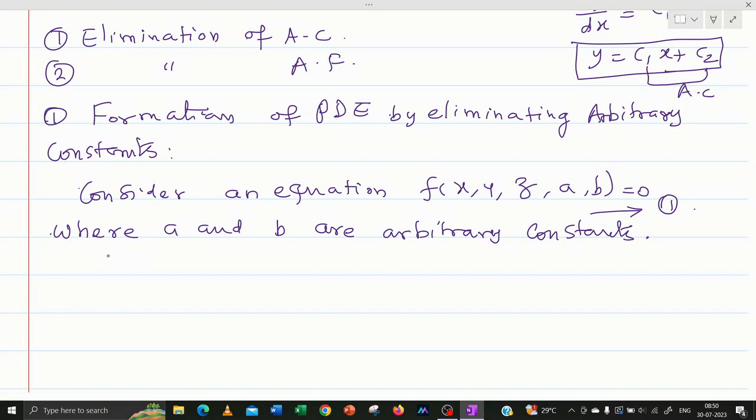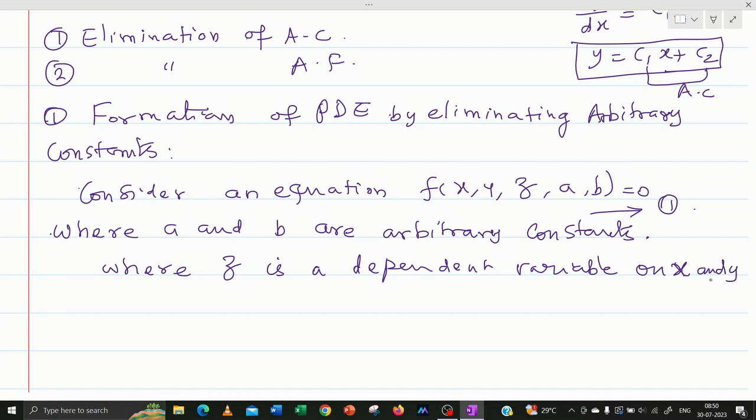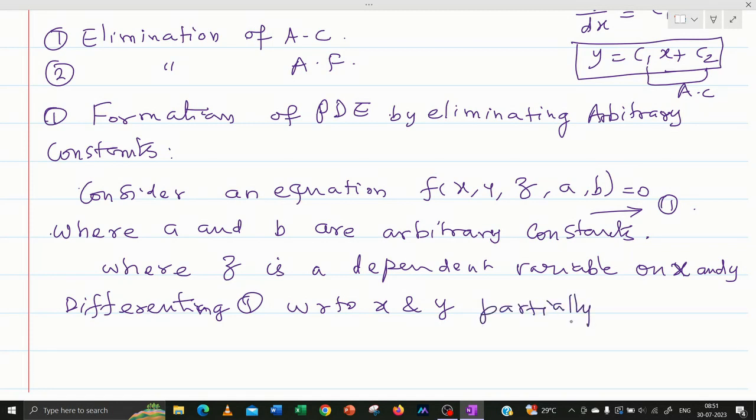So here z is the dependent variable on x and y. If you differentiate equation number 1 partially with respect to x and y, we get two equations. So what are the two equations here?